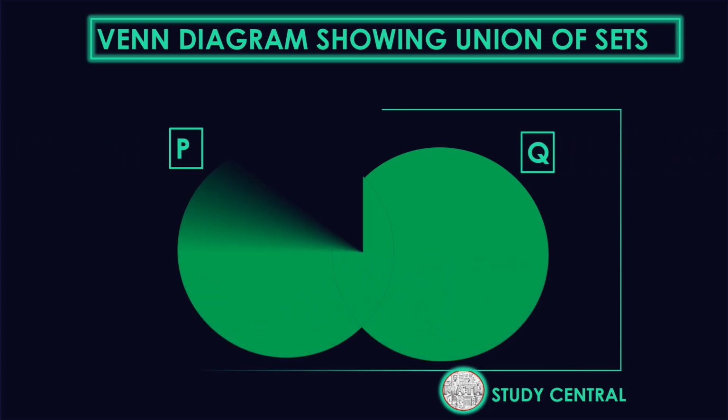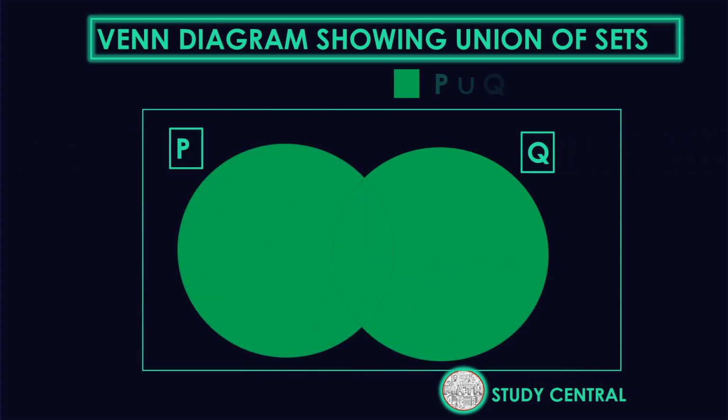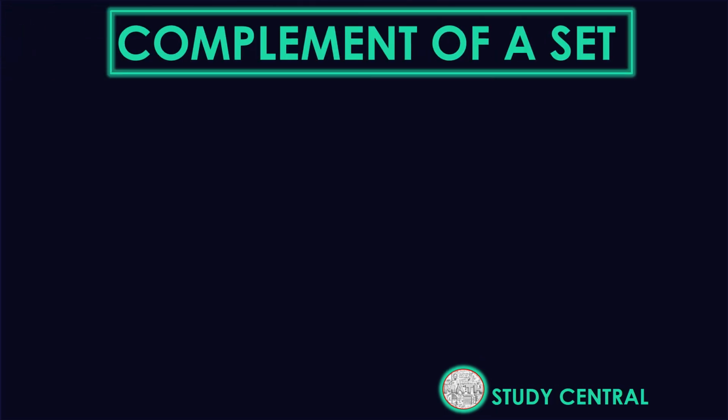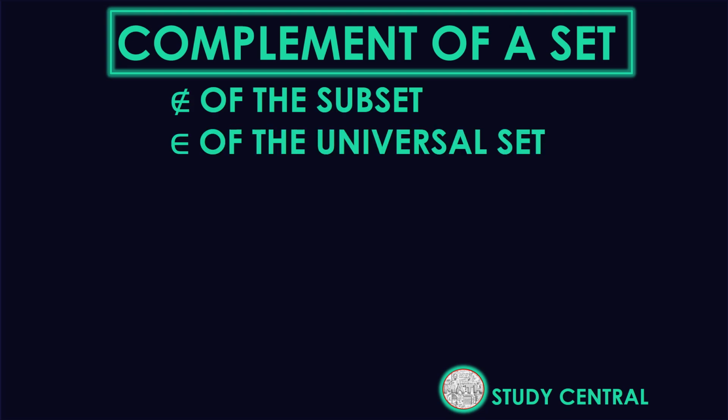Let's take a look at this Venn diagram. The area shaded in green represents P union Q, or the union of the sets P and Q. Now, complement. The complement of a set includes any element that is not an element of a given subset, but is an element of the universal set.